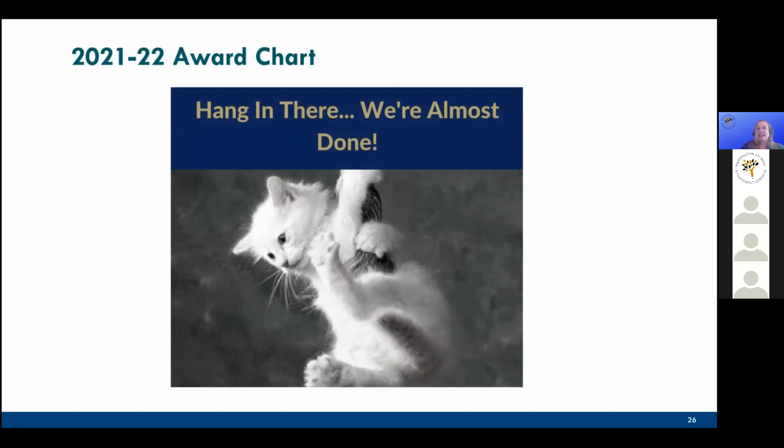I know many of you have been wanting the award charts for 21-22. We hear you, we're working on them. Like the little picture says, hang in there. We're almost done. We want to make sure that everything is correct before we send them out, because we'd rather they take a day or two longer than send out the wrong information. We are working diligently to get those out to you, so you should see them in a few days or so.